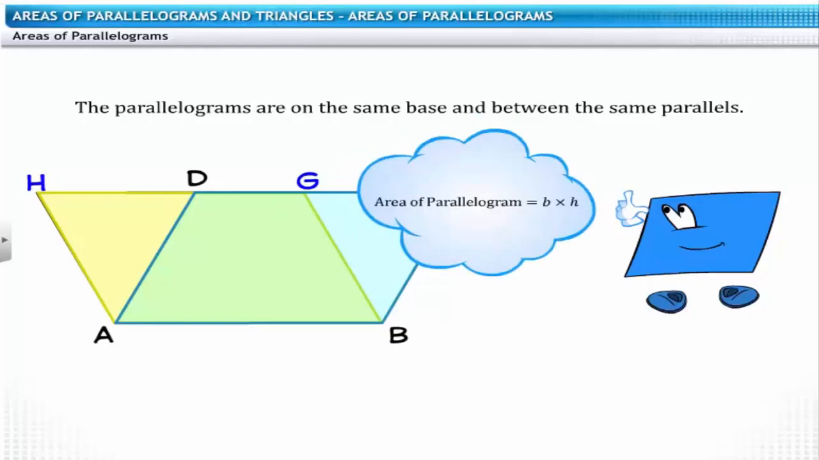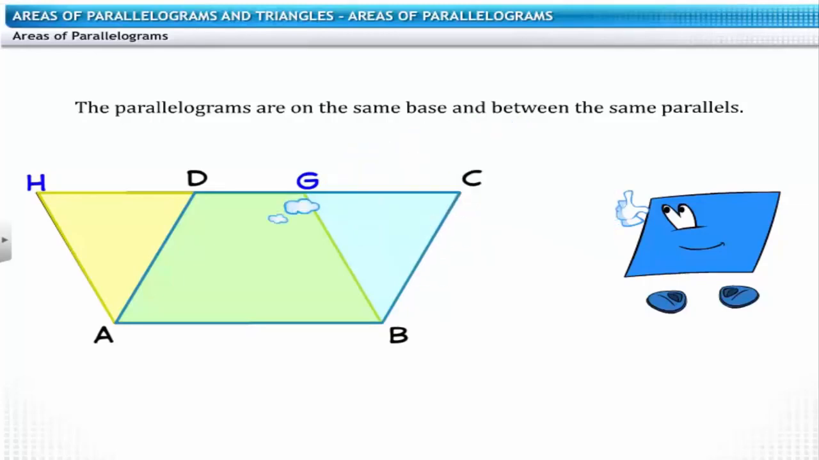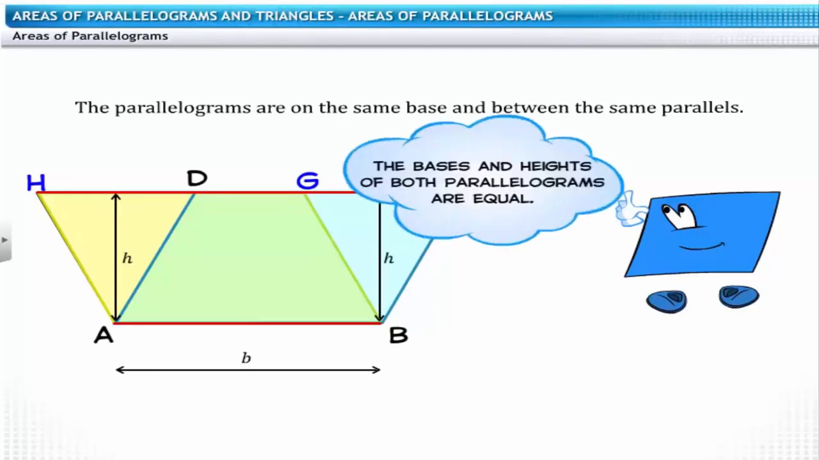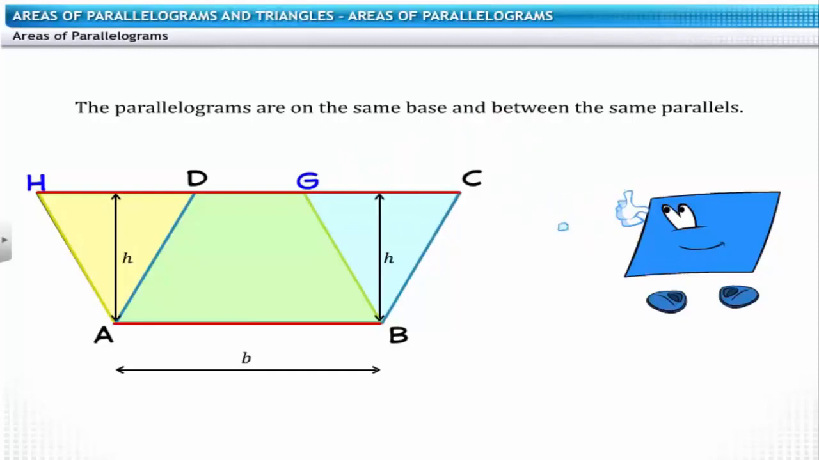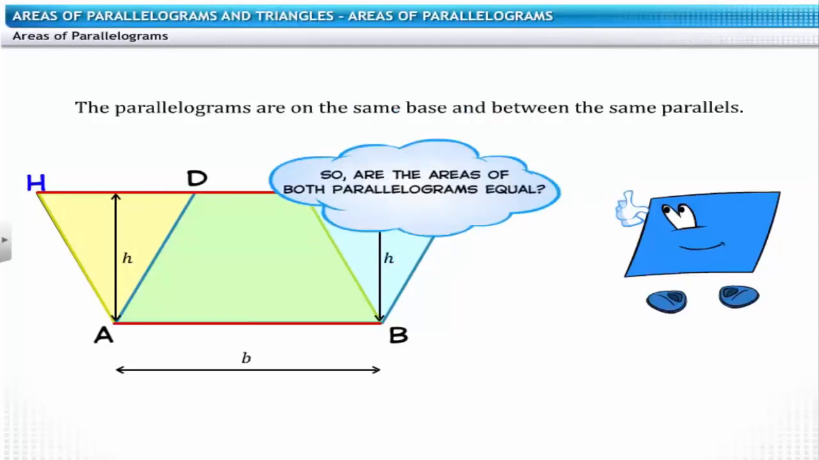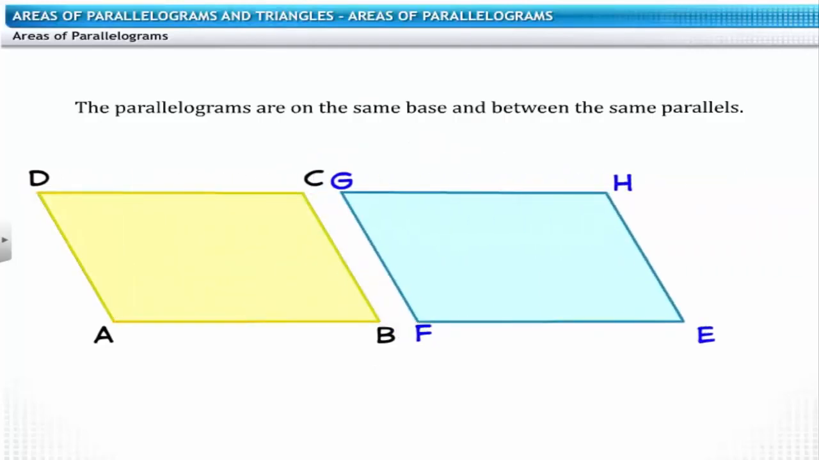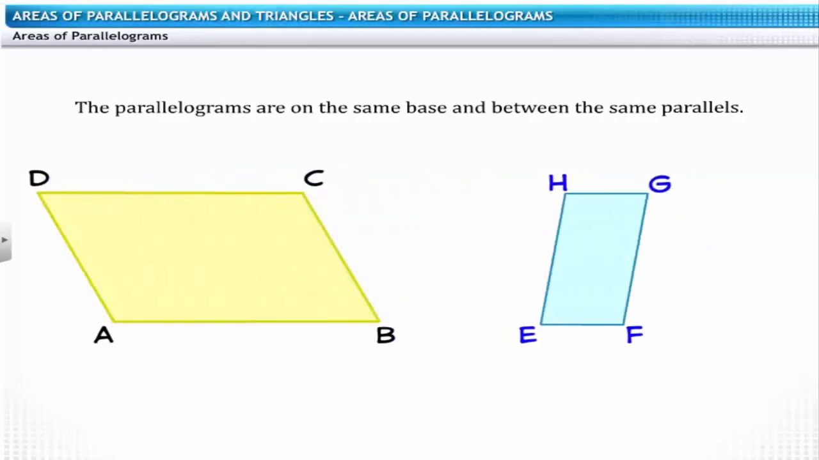You know that the area of a parallelogram is the product of the base and height. In the figure, the base of both the parallelograms is AB. We'll name it B. Since both parallelograms lie between the same parallels, the heights of the parallelograms are equal. We'll name the height H. The bases and heights of both parallelograms are equal. Does it imply that the areas of both parallelograms are equal? Yes, it does.